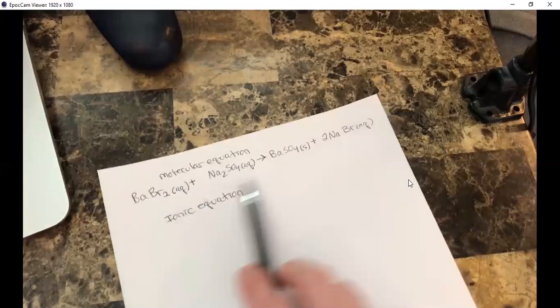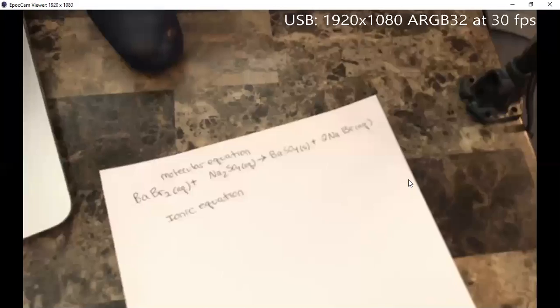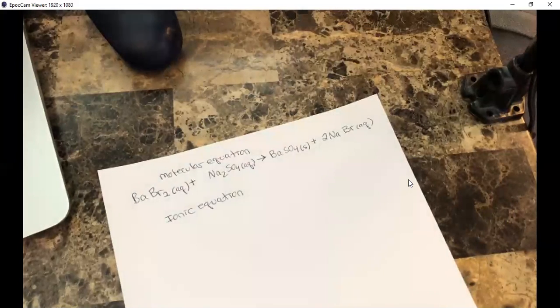So in this equation, the only thing we are not splitting apart is, there goes my camera, hold on. Hold on, my camera just paused. Come on back. All right, it's back. Hopefully you didn't get a big lag on that one.